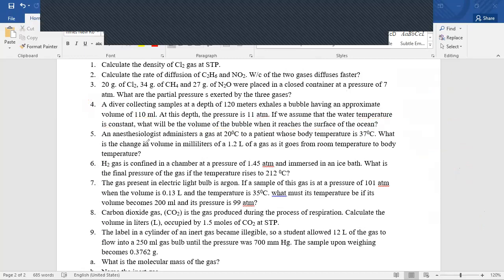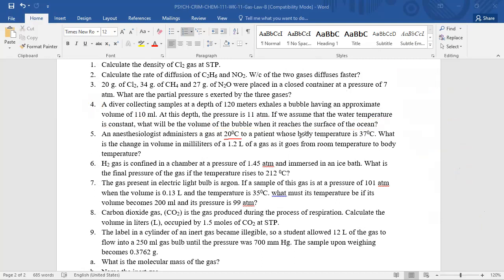Next, an anesthesiologist administers a gas at 20 degrees Celsius to a patient whose body is 37 degrees Celsius. So nagkaroon ng change in the temperature. What is the change in volume in milliliters of a 1.2 liter of a gas as it goes from room temp to body temperature? So ano yung may relationship? A temperature and volume. Ano yung relationship niyan?